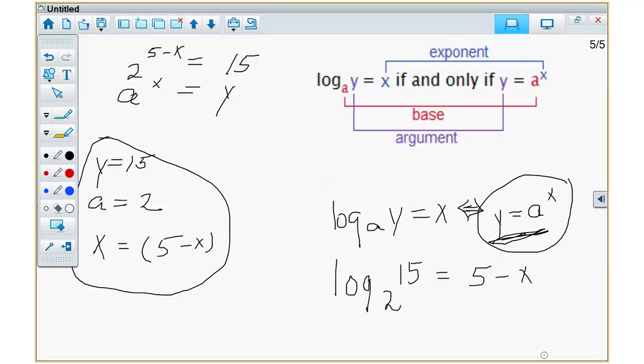Well, I don't like negative variables, so I'm going to move that negative x where? I'm going to move it to the left-hand side. That's going to give me x plus log base 2 of 15 is equal to 5. Now, of course, you could have done it in 2 or 3 steps, but I did it in 1 step.